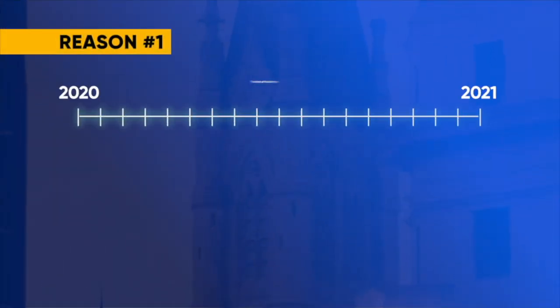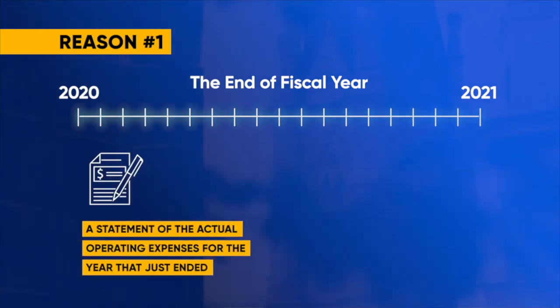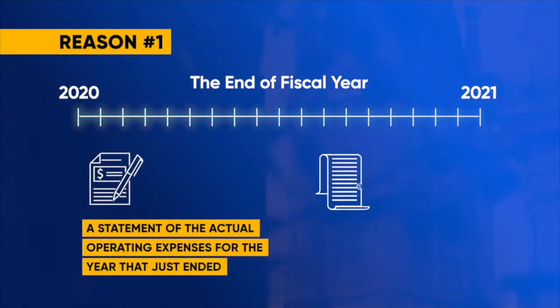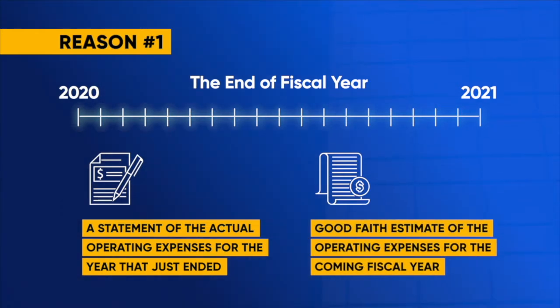There are several reasons for that. At the end of each fiscal year, landlords provide their tenants with a good faith estimate of the operating expenses for the coming fiscal year and a statement of the actual operating expenses for the year that just ended. Most times, fiscal year coincides with the calendar year.